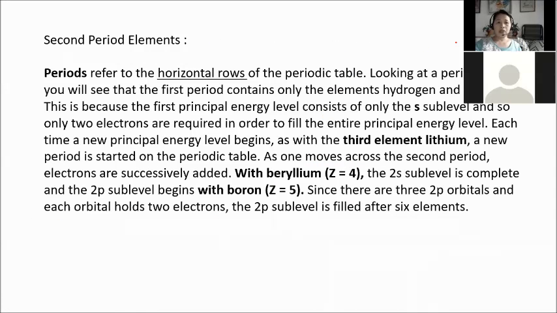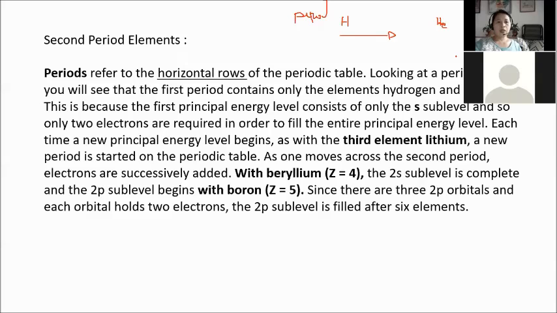So next is periods. Periods refer to the horizontal rows of the periodic table. Looking at the periodic table, you will see that the first period contains only the elements hydrogen and helium. So yung row, yung period, yung pag-ano na arrangement. So sa first period, nandoon yung hydrogen at saka dito sa group 8, ang helium. Okay, sa period 1 ito. Period 1.